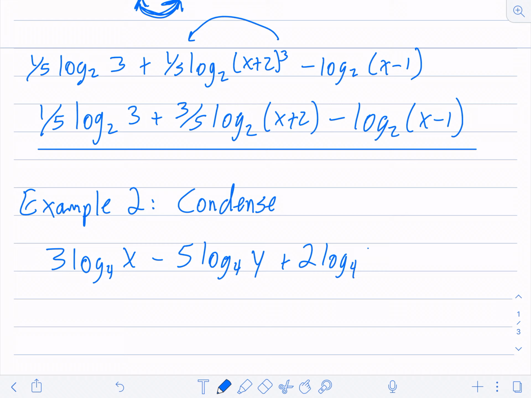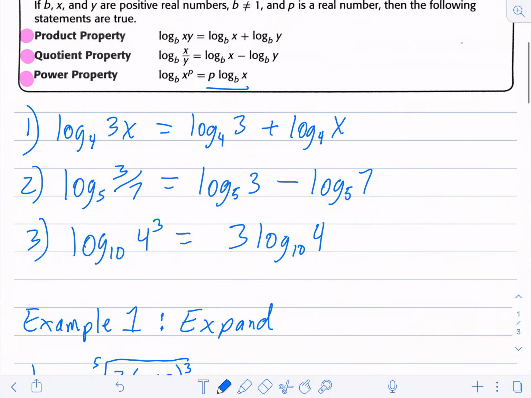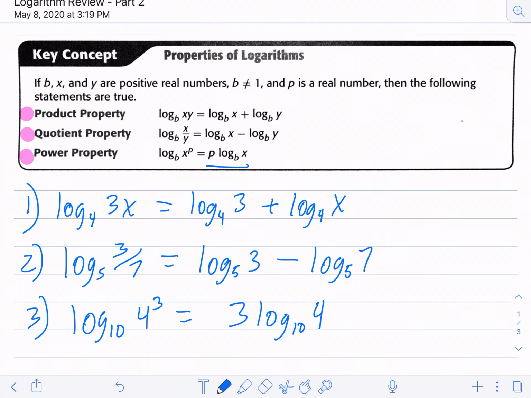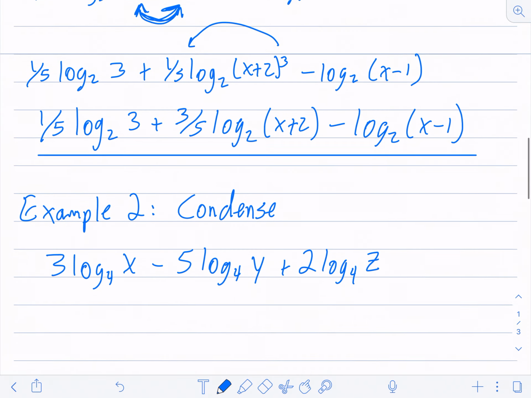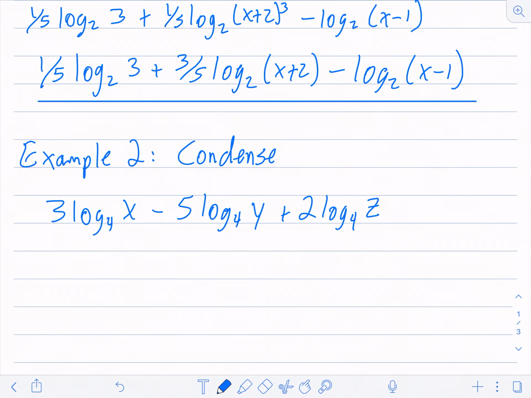Now, before I can do any condensing, one thing you have to check is, do all of these logs have the same base? And they do. If they didn't have the same base, I could not condense them unless I changed the base first. Notice on the examples when I gave you the properties, when I expanded from one log to another, all the logs had the same base, right? So here, if I'm going to do the opposite, condensing, I have to make sure all logs have the same base. They do. They all have a base of 4, so I can condense these.